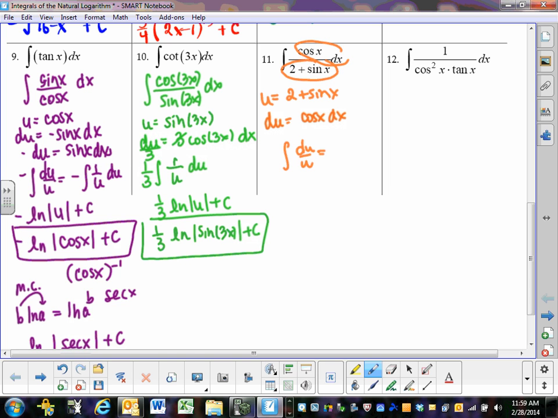So I have 1/3 natural log absolute value of u plus c, which is 1/3 natural log absolute value of sine of 3x plus c. So you didn't want to see the 1/3 moved up, it's just the negative sign that gets moved.